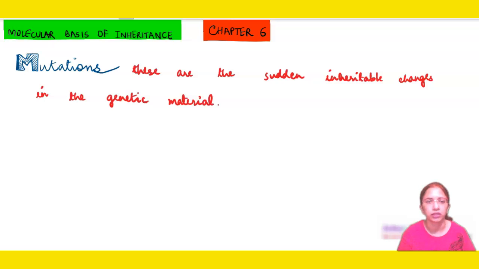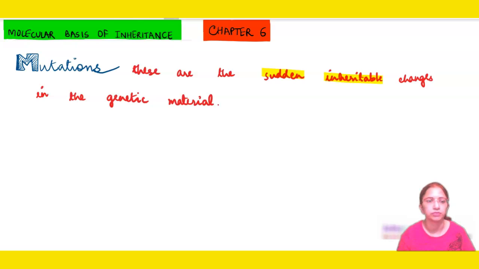So there are two key terms here. One is sudden and the other is inheritable. Sudden means it is happening randomly. Any part of the DNA may mutate. Okay. And inheritable means they can pass from one generation to another.